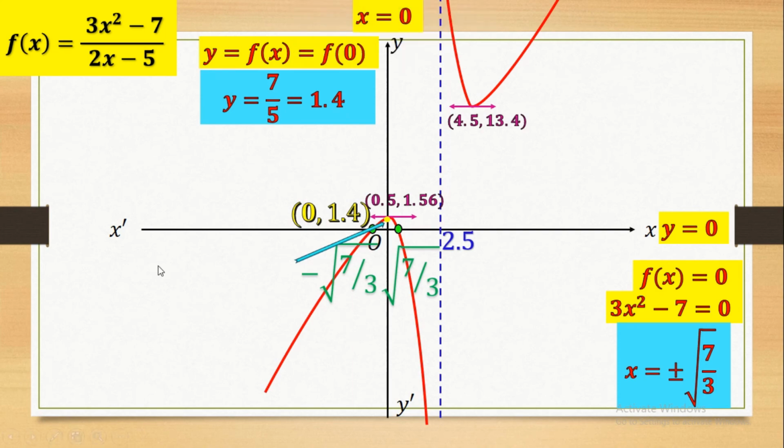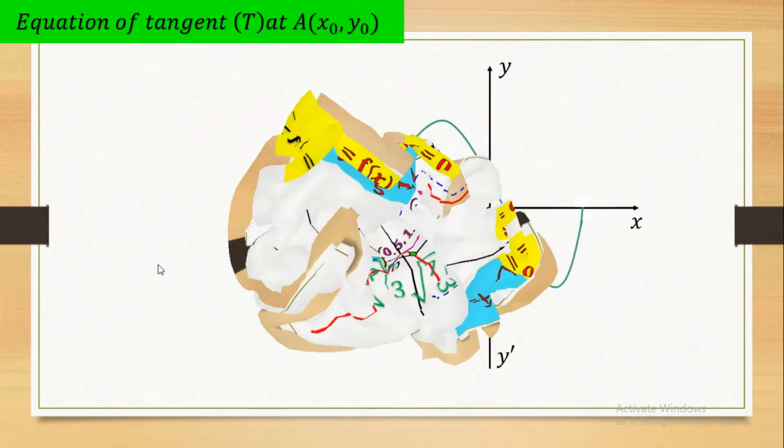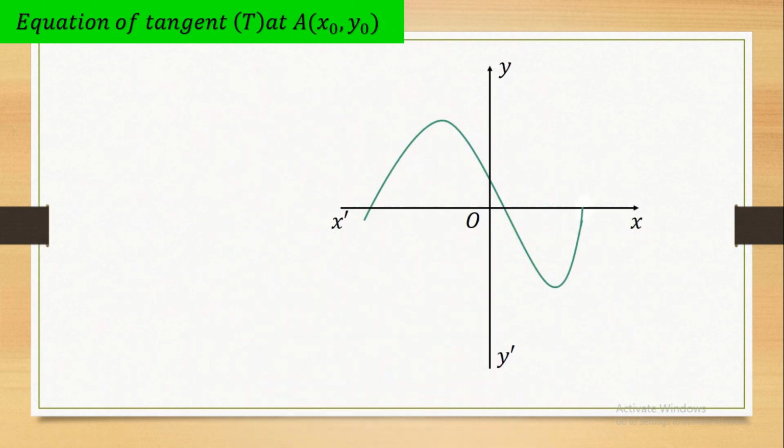Now finally, we still need to learn how to find the equation of the tangent at a certain point. If we have a curve like you see in the figure, and we need to find the equation of a tangent T to this curve at a point A having coordinates x0, y0, how do we find the equation of this tangent?